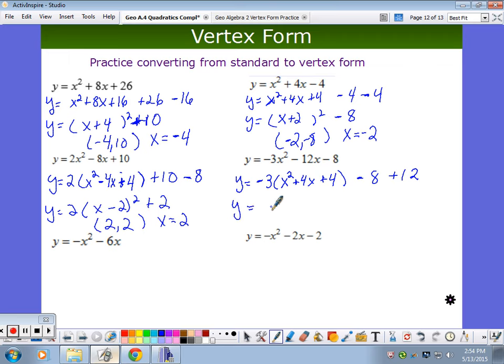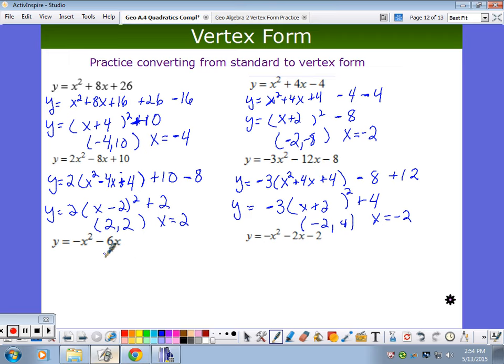And now I can collect a little bit here. Put it in simplified form. That's x plus 2 squared. Minus 8 plus 12 is plus 4. All right. What is the vertex? Now, what's the axis of symmetry? That's equal to negative 2.